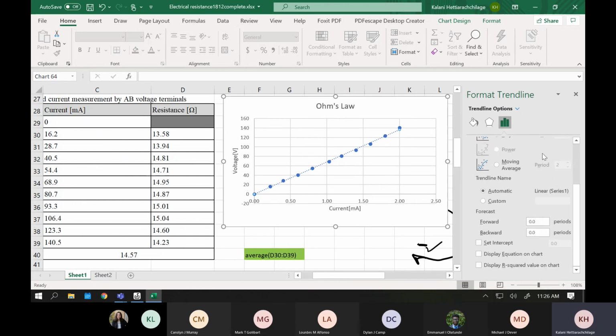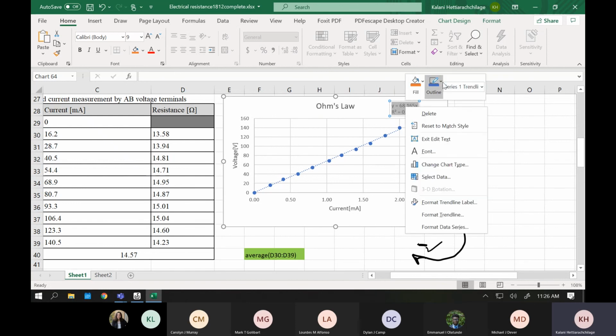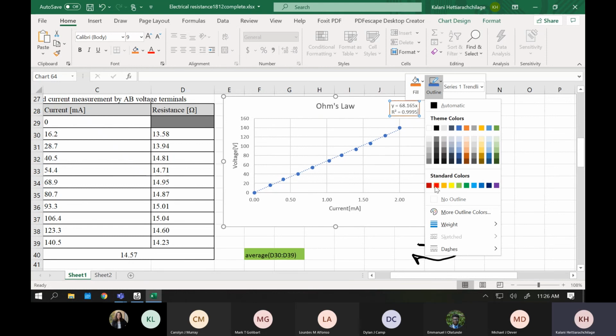It is automatically selected. The only thing I want is set intercept to 0, display equation, and R square value. R square value says how good your fit is, right? Usually it should be 1, and the equation will be displayed on the chart. Now in this case my resistance is a little bit different because we didn't convert into milliamps. So that's one reason, I think. Can you think of anything else why I get the 68?